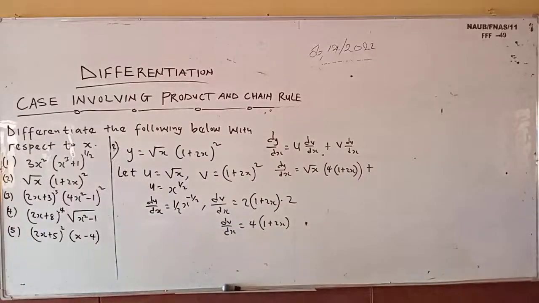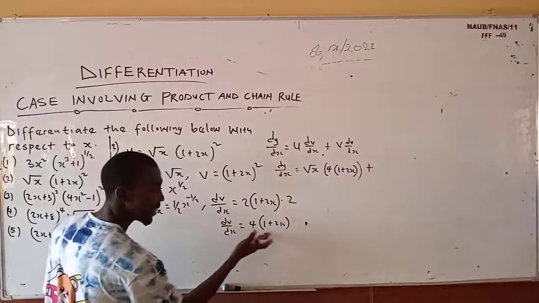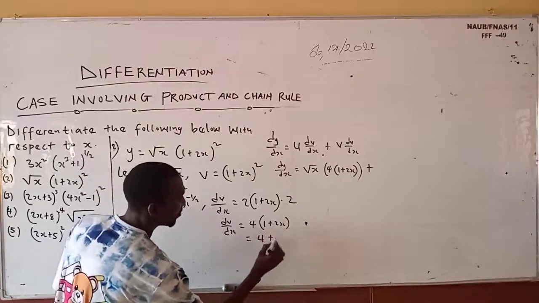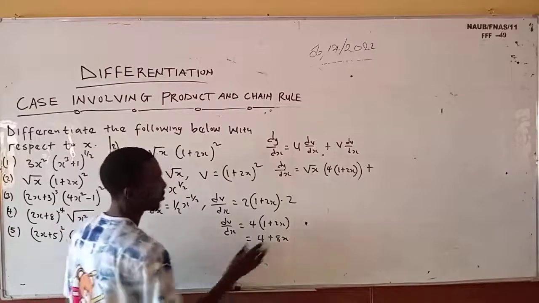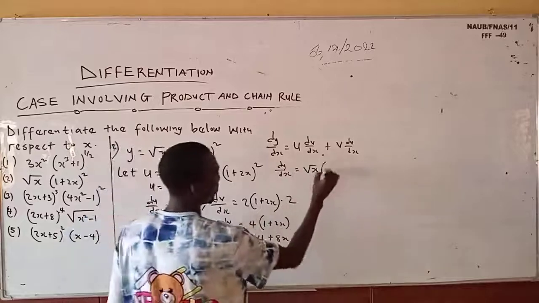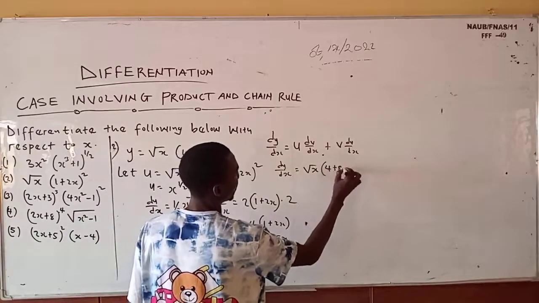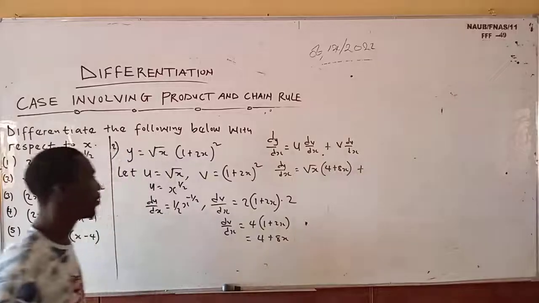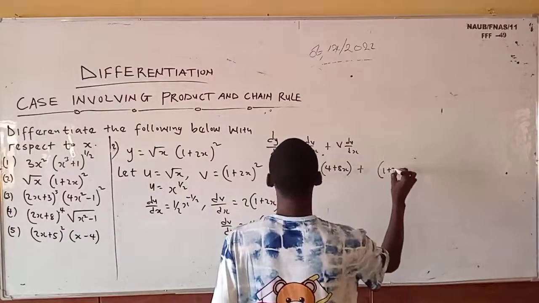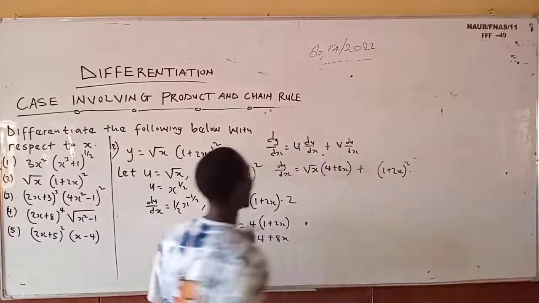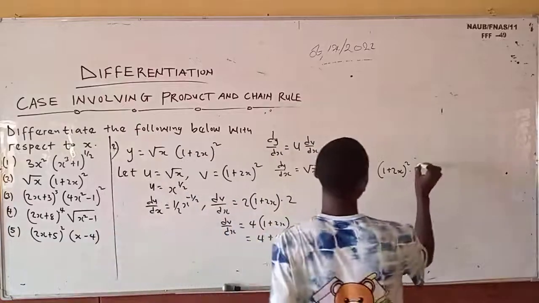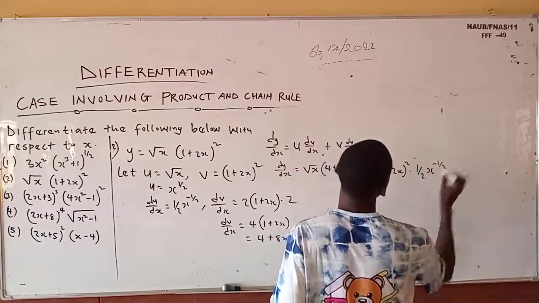What is v? Instead of me wasting my time, I can clear the bracket from here. The dv/ds: 4 times 1 is 4, plus 4 times this is 8s. So dv/ds is just 4 plus 8s. You get that? Plus v. What is v? This is v. V is 1 plus 2s all squared, multiplied by du/ds. The du/ds is half s to the power of minus 1 over 2.